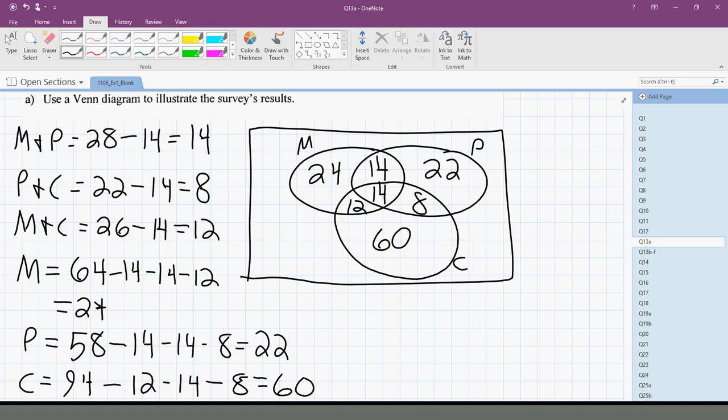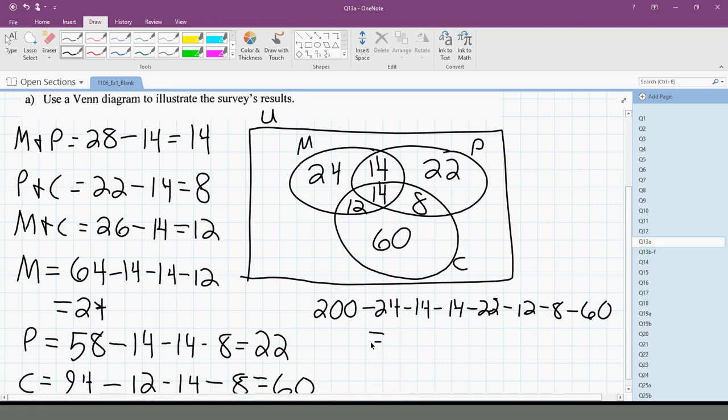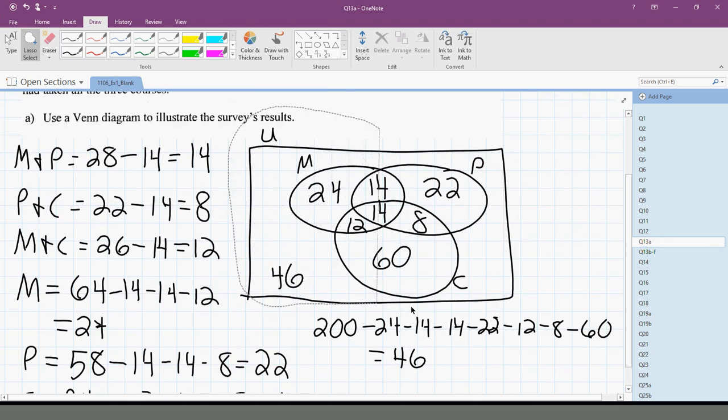Yep. And then you have one more piece of information we have to take care of, which is the universe. How many people did we talk to total? 200. And then now we got to take out everybody else that we took care of. So we're going to do a lot of subtraction. Minus 24, minus 14, minus 14, minus 22, minus 12, minus 8, minus 60. Forty-six. Just in the universe. And that's what they wanted on Part A. Now that we have this information, we can go and start answering all of our questions.